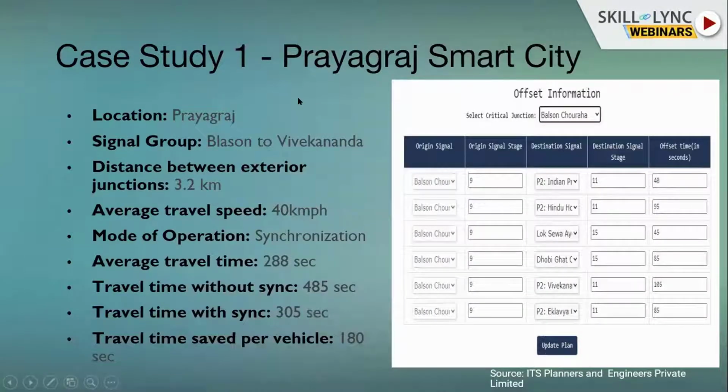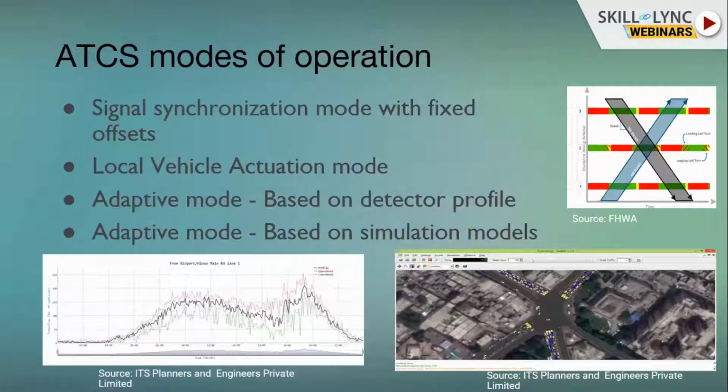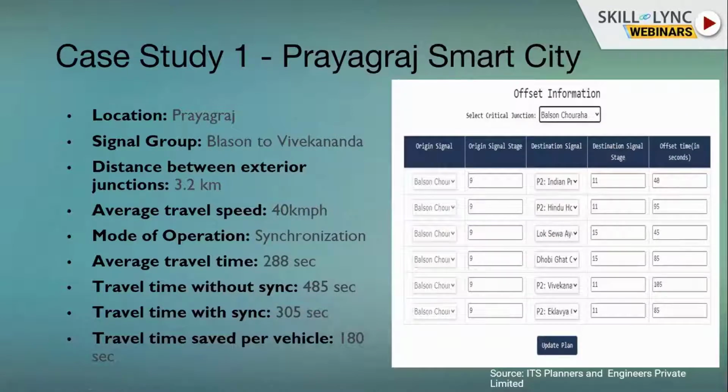So in the next few slides, I'm going to give you some case studies of all the modes that I have discussed in this particular slide. This is related to Prayagraj Smart City. Prayagraj is basically Allahabad. So for Allahabad, there is a signal group from Balsan to Vivekananda. The distance between these two junctions is 3.2 kilometers, and there are 7 junctions in this 3.2 kilometers. 7 junctions within a span of 3 kilometers. So you can say that approximately for every half kilometer, you can find a junction.